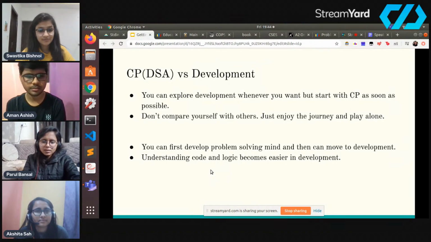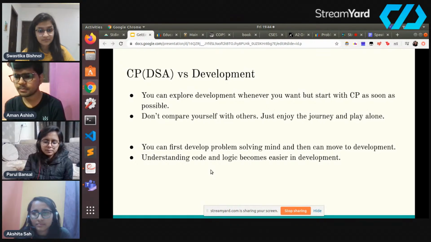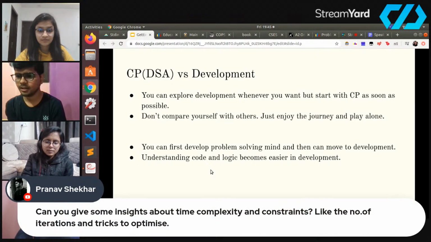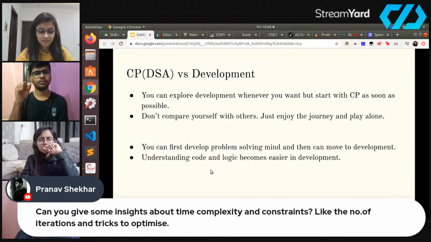As I can see a question, I would just take a minute to answer this. The question is, can you give some insights about complexity and constraints, like the number of iterations and tricks to optimize? This is a very nice question. तो बेसिकली क्या होगा जब तुम शुरू कर रहे होगे कॉम्पिटिटिव कोडिंग, जैसे मैंने div टू ए लैडर के बारे में बोला, तो तुम बहुत गंदा ब्रूट फोर्स लिख रहे होगे, बट इट विल स्टिल पास क्योंकि प्रॉब्लम्स ईजियर हैं.